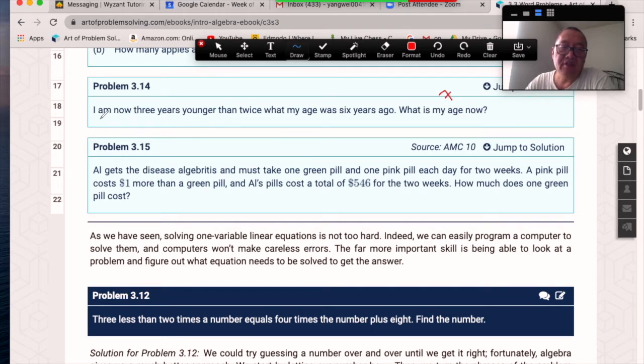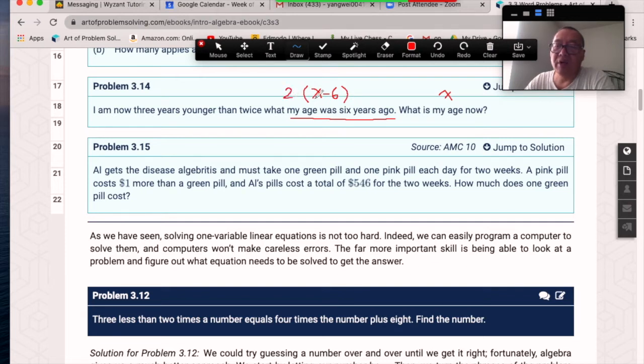Then you go back and read this problem carefully. I'm now 3 years younger than twice what my age was 6 years ago. So you need to first convert my age 6 years ago. What is my age? That would be x minus 6, right? This is my age 6 years ago. Then twice this age, so that means you need to multiply by 2.